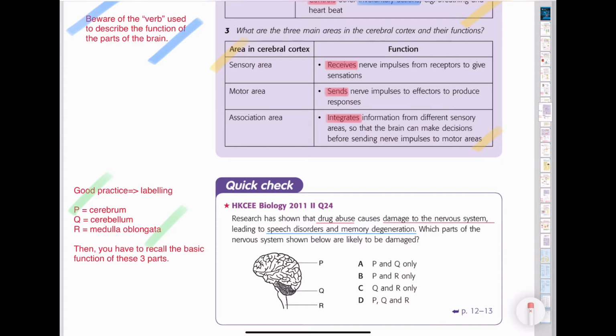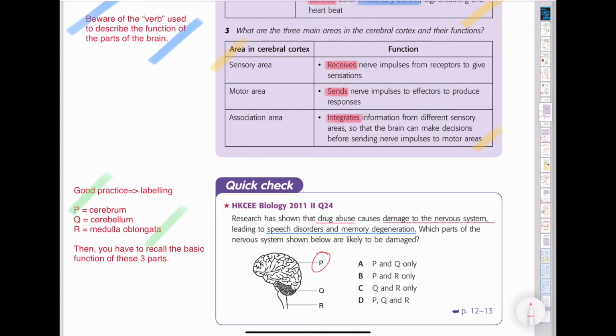Which parts of the nervous system shown below are likely to be damaged by drug abuse? For the labels P, Q, R: P is the cerebrum, Q is the cerebellum, and R is the medulla oblongata. You need to recall the basic functions of these three parts first in order to answer the question. From the syndromes, we can see memory degeneration. A very easy idea: it must be the association area in our cerebrum that is damaged. So P must be one of the answers.